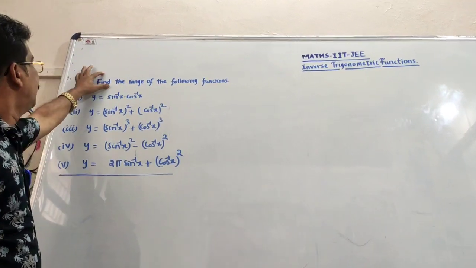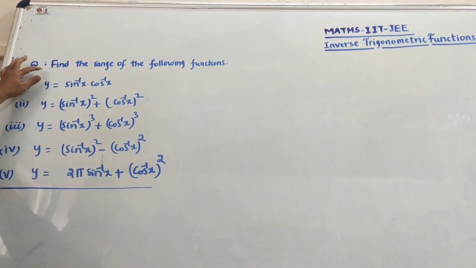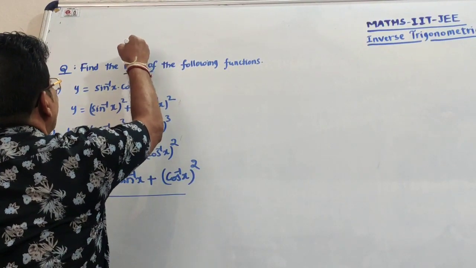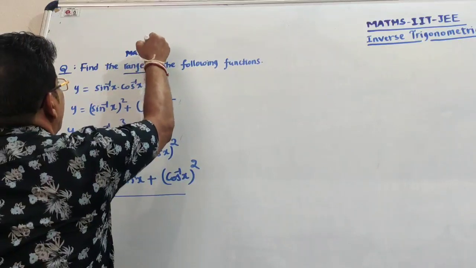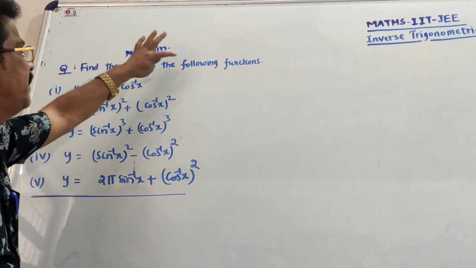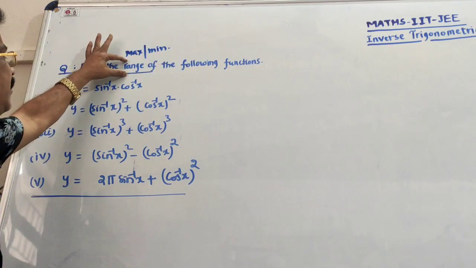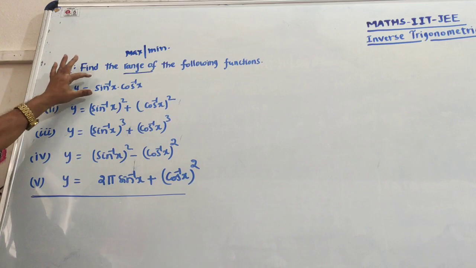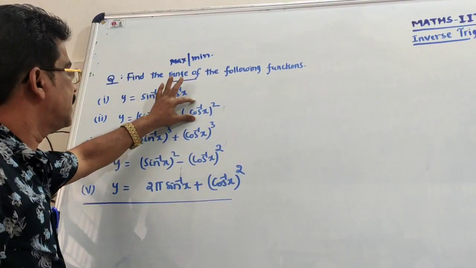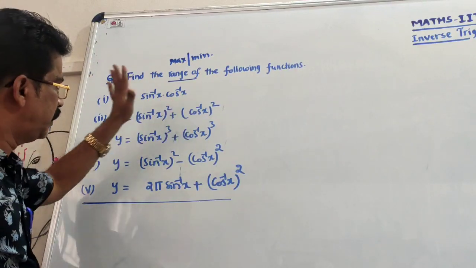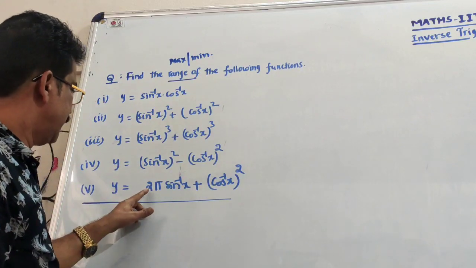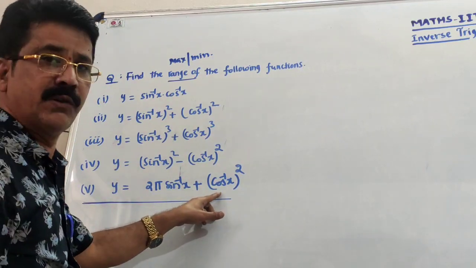Questions are there. Find the range of the following functions, or find maximum or minimum. Range means maxima or minima. Find maximum and minimum of the following functions, or find the range. Y equal to sin inverse x into cos inverse x; next, (sin inverse x whole square plus cos inverse x whole square) whole cubed; next, (sin inverse x minus cos inverse x) whole square; next, 2 pi (sin inverse x plus cos inverse x) whole square.